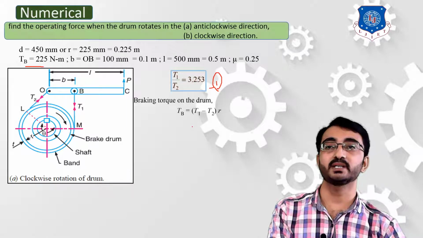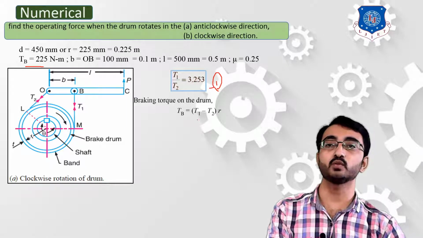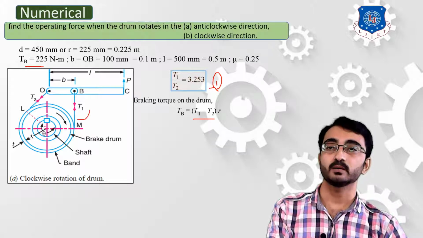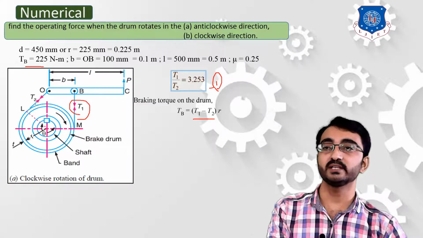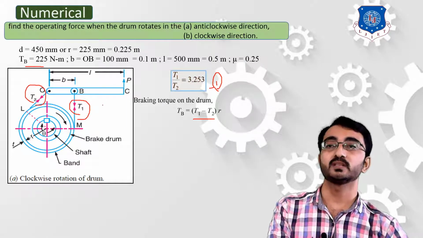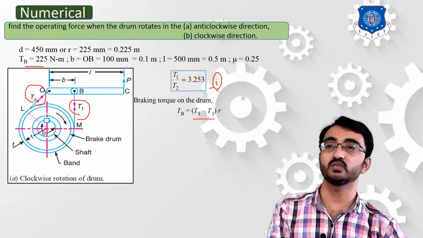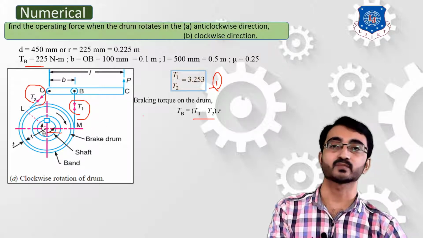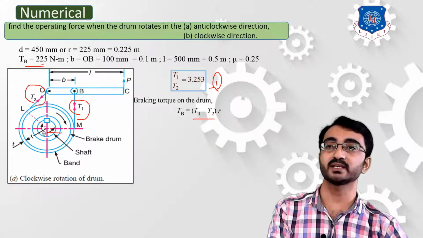We have a simple relation that braking torque is equal to T1 minus T2, that is the force which is acting between these T1 and T2 forces. So the net effective force applied due to the braking effect is T1 minus T2 multiplied by this radius. Now again they have given the value of torque, that is 225 Newton meter.